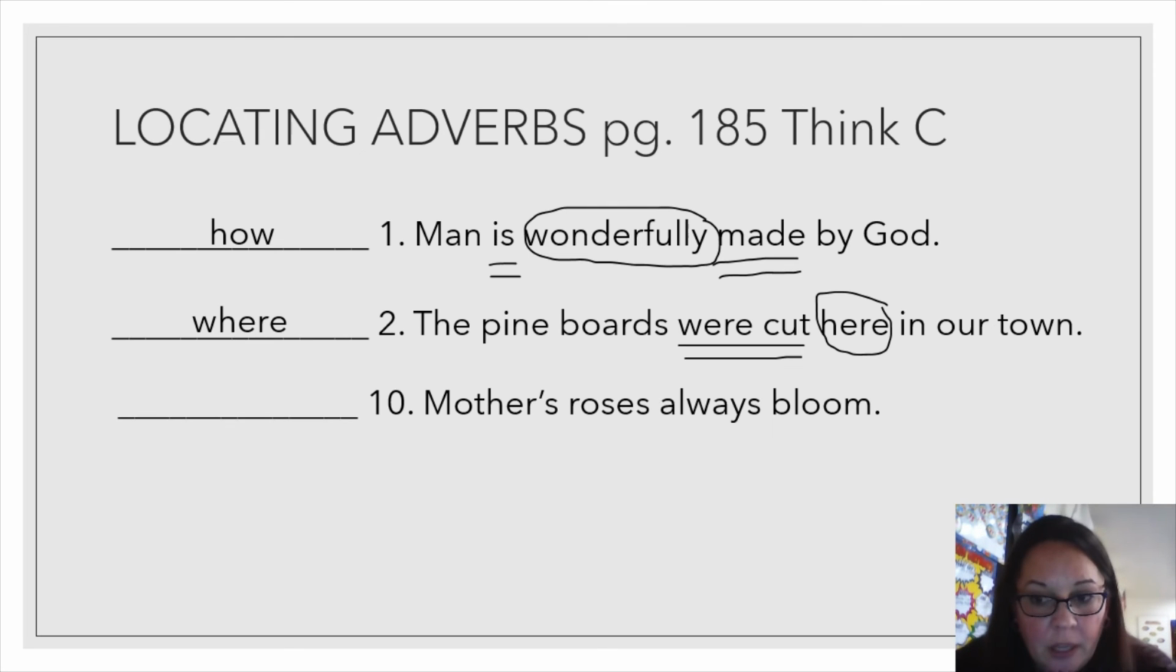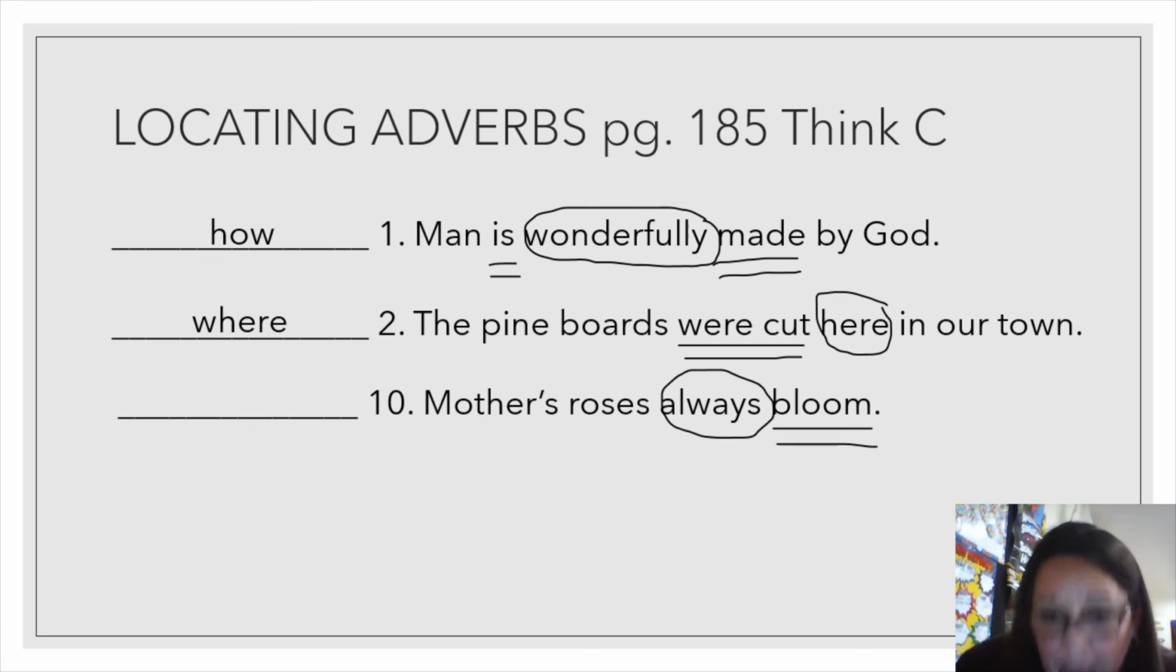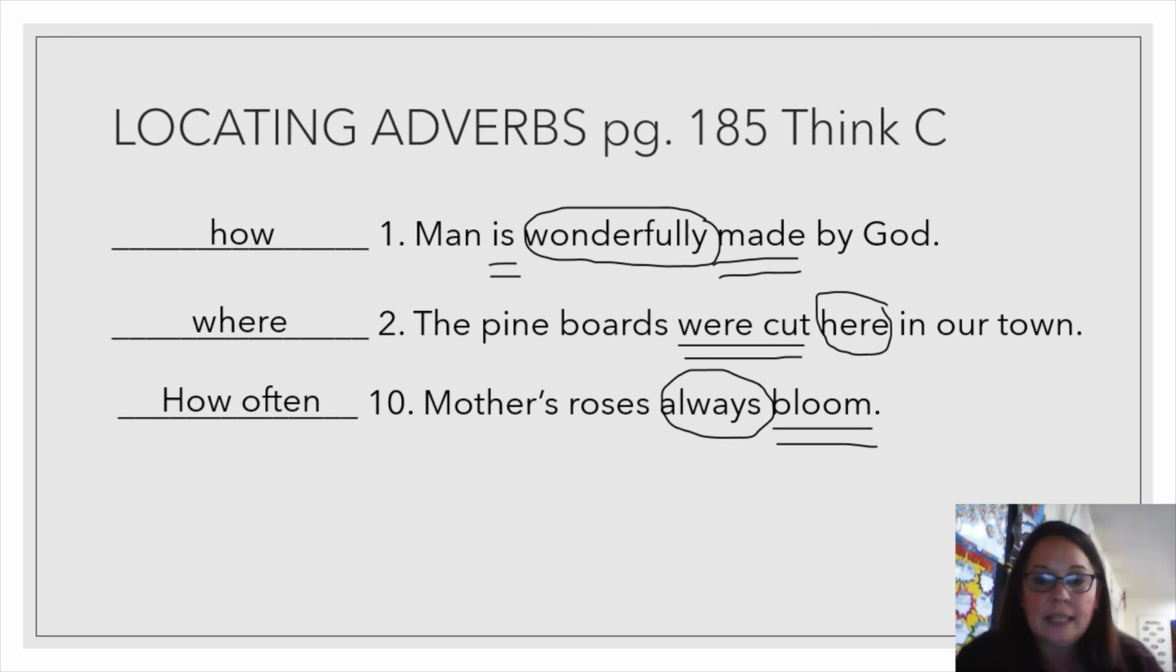And I think we have one more. Oh, we're skipping all the way down to number 10. Mother's roses always bloom. Well, let's think about the verb, bloom, and then to what extent do they bloom? Well, they always bloom. So your adverb is going to be always. So let's see if that's right. Oh, I am right. And then how often? I'm sorry, not to what extent, but how often do they bloom? Always? 1 time? 2 times?